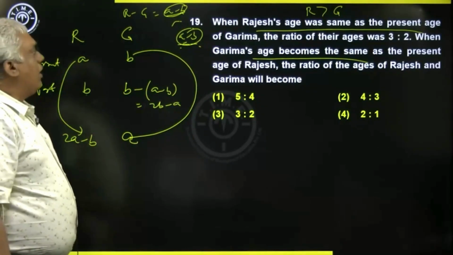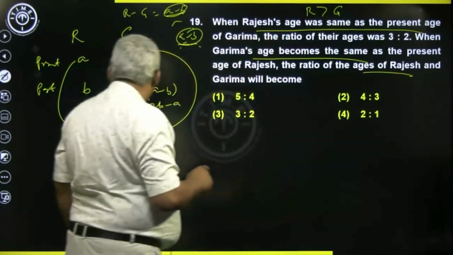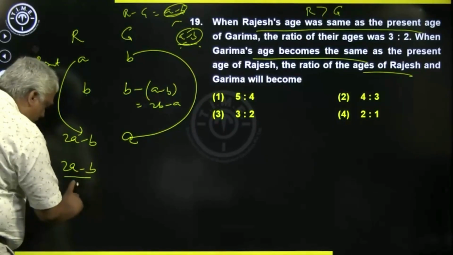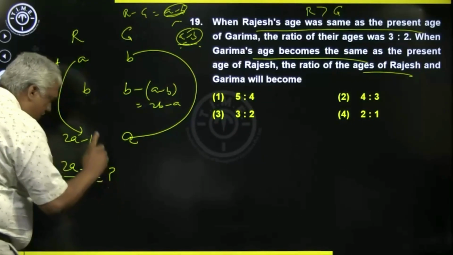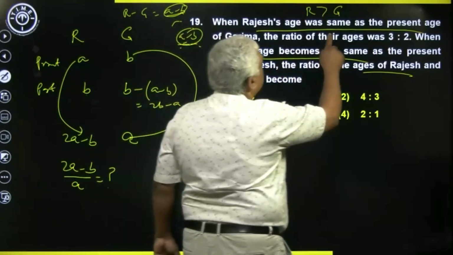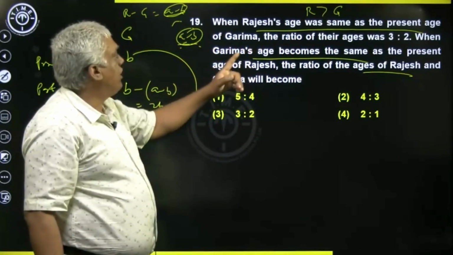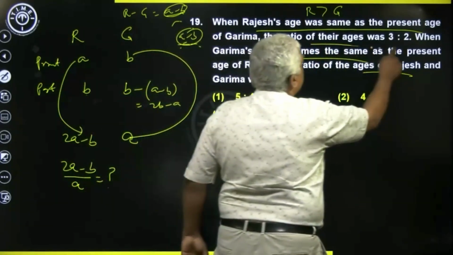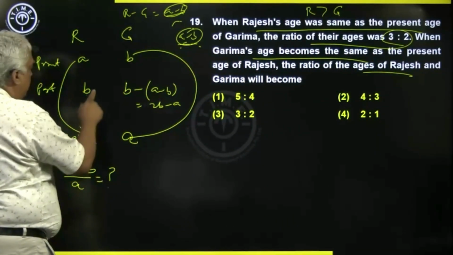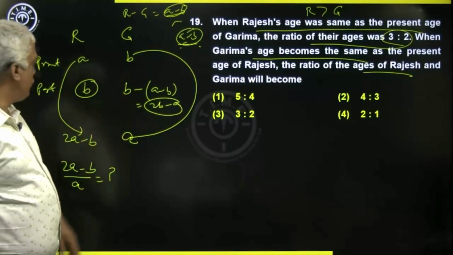Now the question is, we have to find the ratio of Rajesh and Garima. So we have to find 2A minus B by A. This we are supposed to find. Now again, when Rajesh was the same as Garima's present age, the ratio of ages was 3:2, so B to this is given as 3:2.